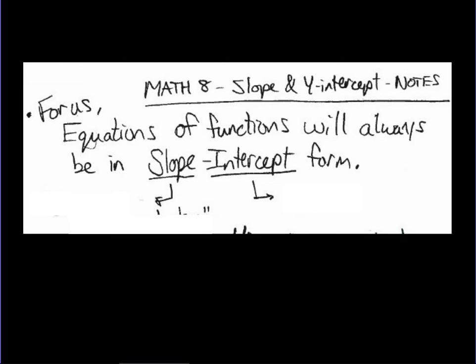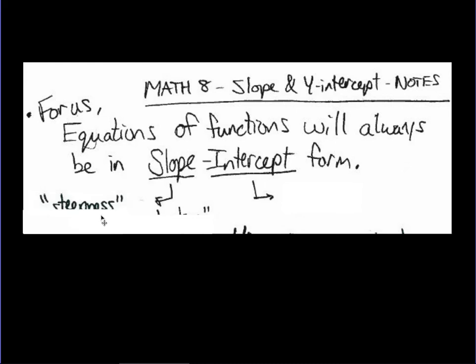Oh yeah, all we're going to be talking about today is some slope and y-intercepts. On your paper it says, for us, meaning this entire year, in Algebra 1 and in Algebra 2, equations of functions will always be in slope-intercept form. I underline those two words because maybe sometimes you forget what they mean, so you need to recap.